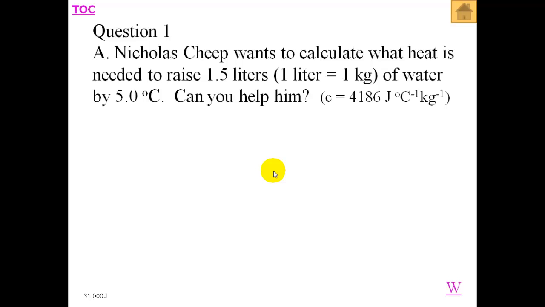Here we have an example. Nicholas Cheep wants to calculate what heat is needed to raise 1.5 litres, in other words 1.5 kilograms of water, by 5 degrees centigrade. Can you help him? Using delta Q is equal to mc delta T, you want to find out the heat. Do you know the mass? It's 1.5. Do you know C? It's 4,186. Do you know the temperature change? The change is 5 degrees. So you end up with a value of 31,000 joules, I believe.